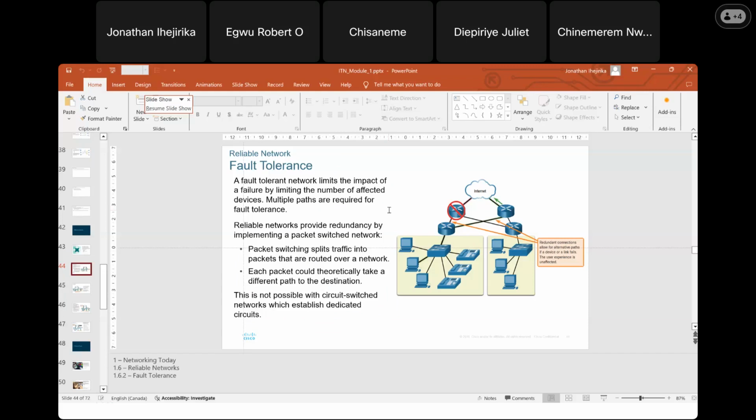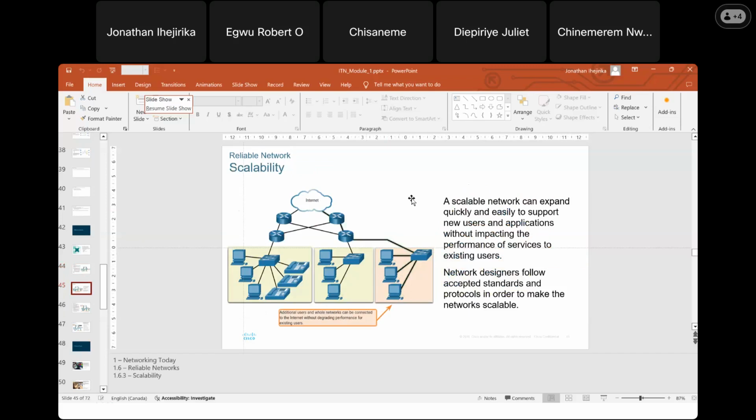And this is not possible with a circuit switch network, which establishes dedicated circuits. If you look at this image here, you can see that redundant connections allow for alternative paths. And if a device or a link fails, the user experience is affected. Are we following?